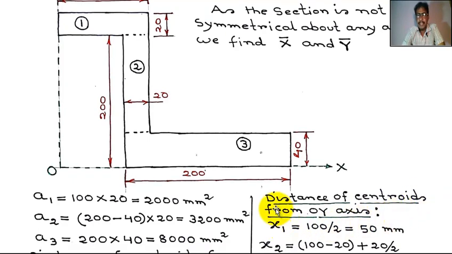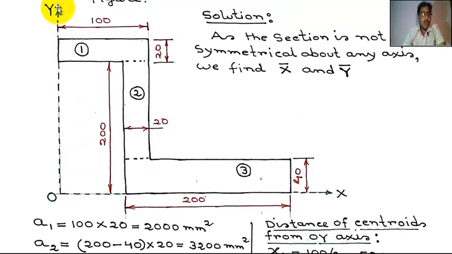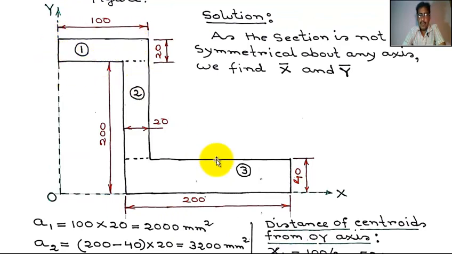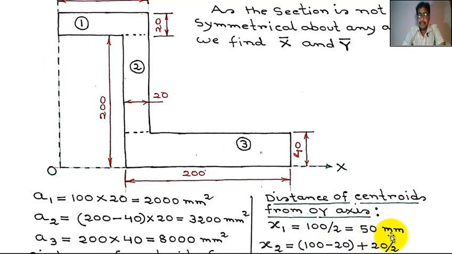Now distance of centroid from OY axis. This distance is x1, this distance is x2, this distance is x3. x1 is the distance of centroid of rectangle 1 from Y axis, equal to 100 by 2, equal to 50 millimeter.